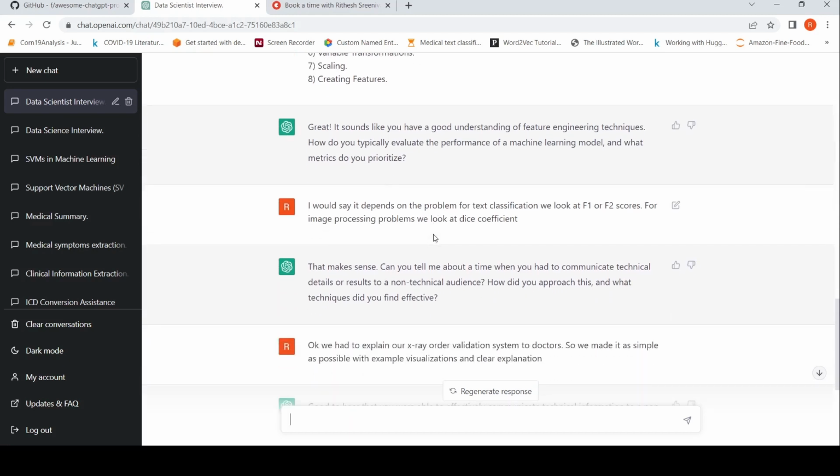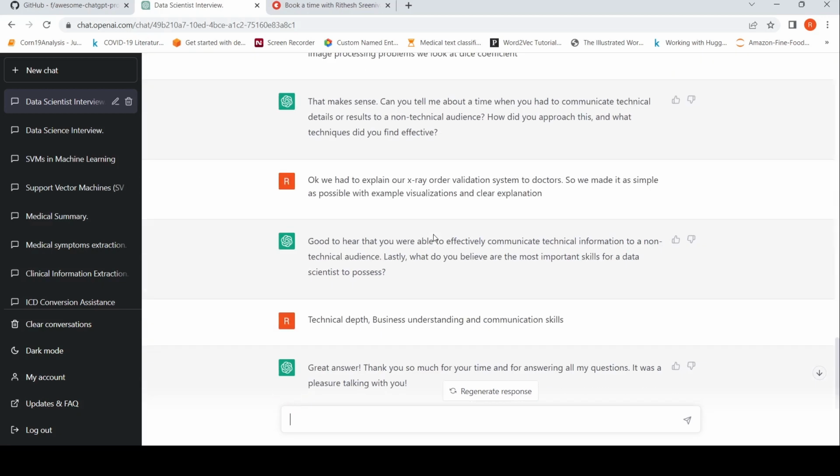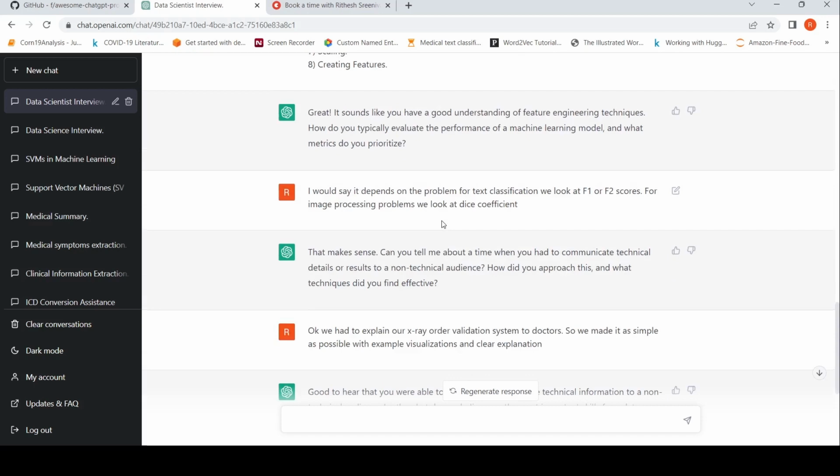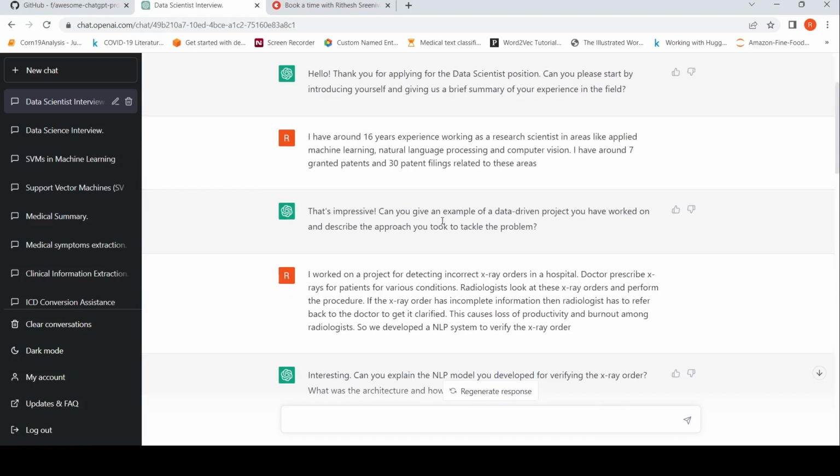If you have access to ChatGPT, you can actually try out this prompt and you can have some kind of a conversation. In a conversational way, you can prepare for your data science interviews.